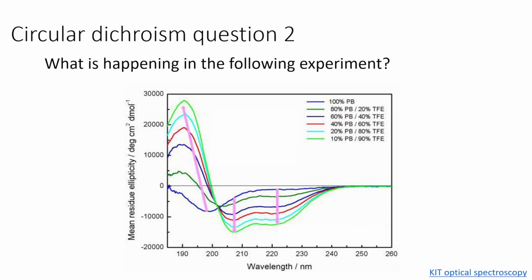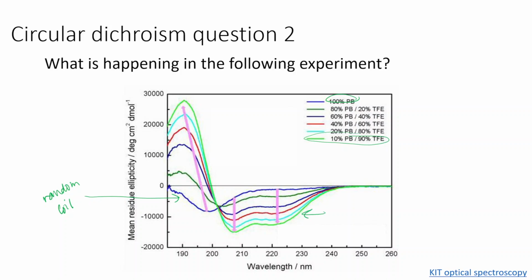Yeah, exactly. So we're starting over here with this blue one, which, the colors might be kind of hard to see, but that's where we start. That's our 100% PB. And we start at our random coil shape. And we know that because we have this nice minimum right around 195, 200 nanometers. And so over time, we have this shift, and we're shifting into our final state, which is our 10% PB and 90% TFE in that kind of bright green color, which is over here.